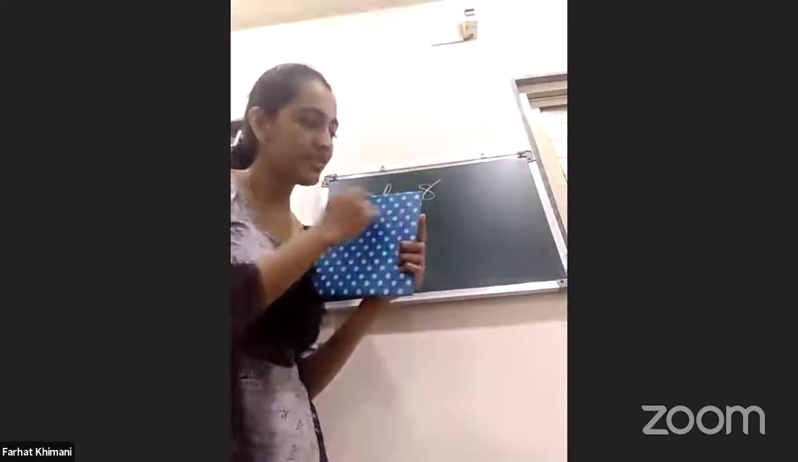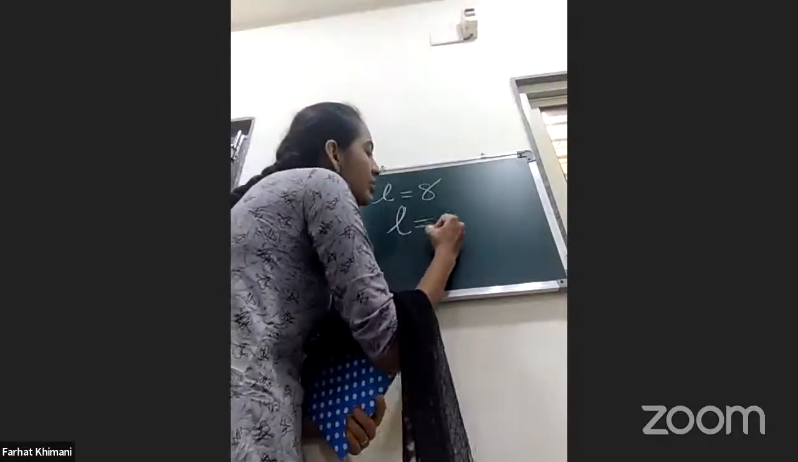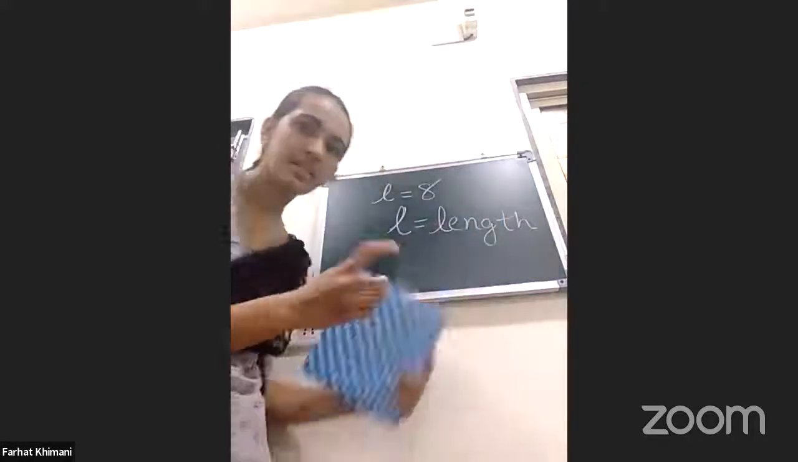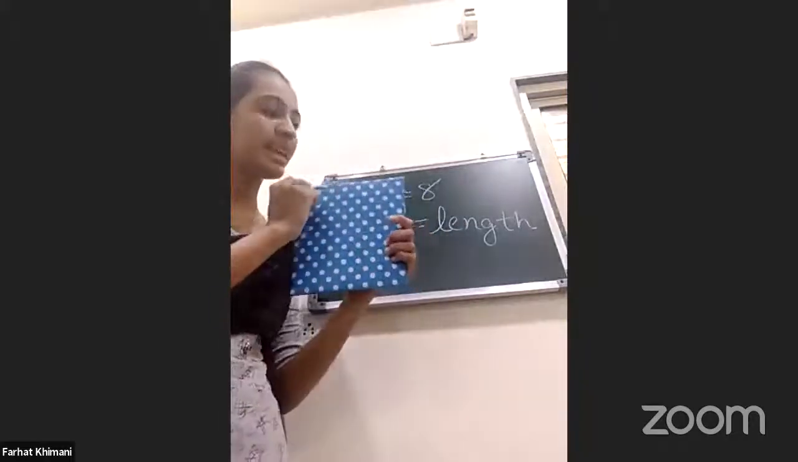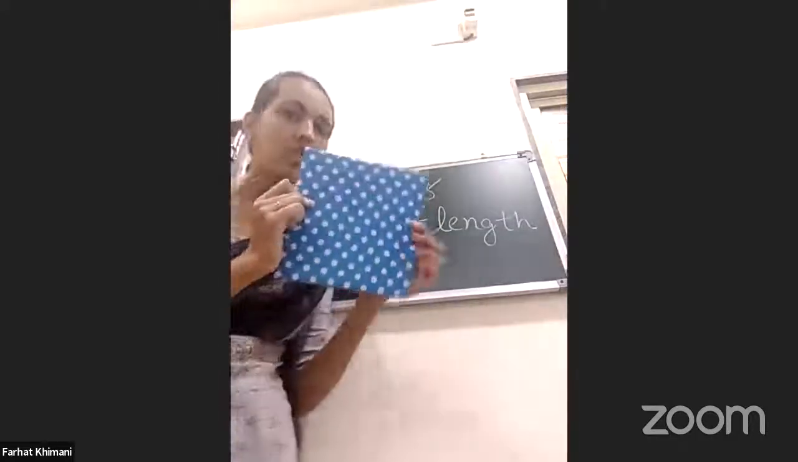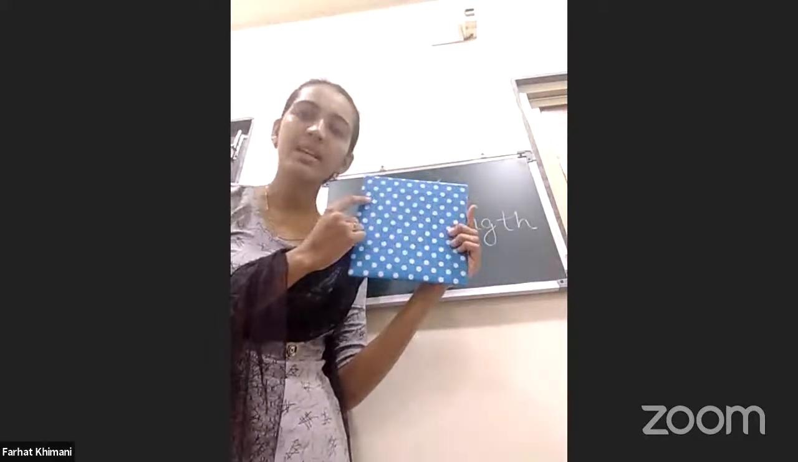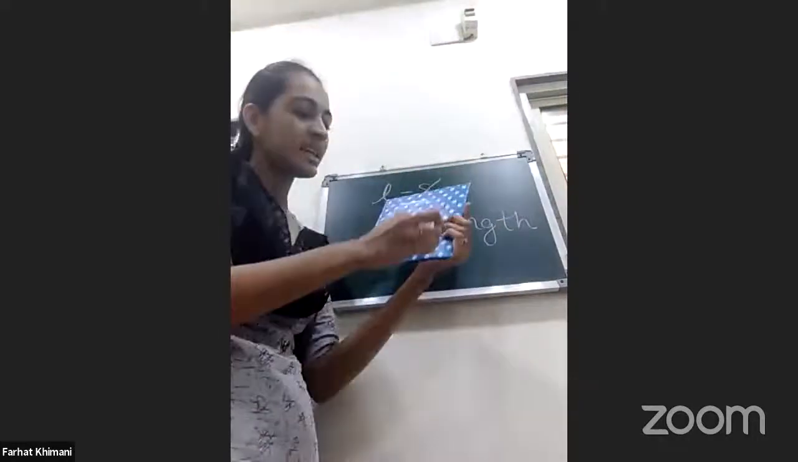See, the length of the square, we denote it by small l. L is equal to length. L is for the measurement length. So the length of one side of a square is 8. And we all know that all four sides of a square are the same. So what will be the other three sides? Ma'am, we will get the same length. Yeah, very good. So the length of the other sides is 8 as well.